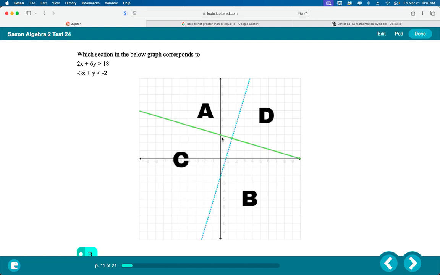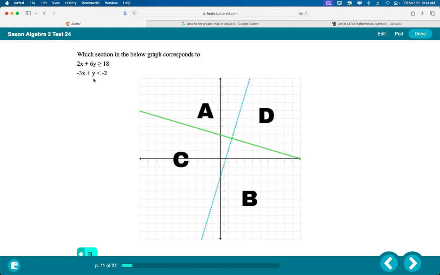So all of these values on y are getting smaller when we go this way. They're all getting bigger when we go this way. And because y has to be greater than, we want the bigger than, the greater than, right? Greater means bigger. So we would go above the line for all of the values for this inequality. So that would mean A and D.